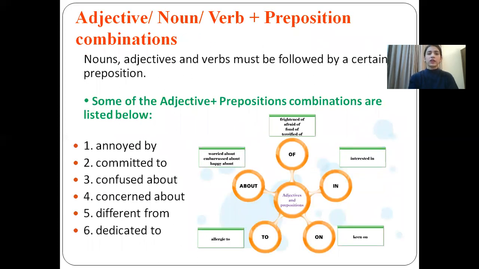All right. Now, there are some nouns, adjectives, and verbs that must be followed by a certain preposition. And different prepositions are to be followed by different adjectives, different nouns, and verbs. So some of the adjective plus preposition combinations are listed below. Number one is annoyed by, committed to, confused about, concerned about, different from, dedicated to. So these are some of the adjective plus preposition pairs that I have just listed and explained.